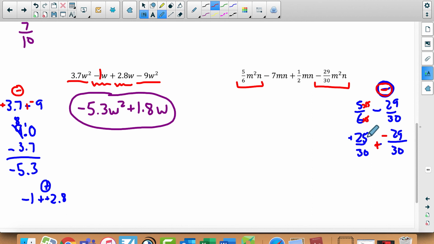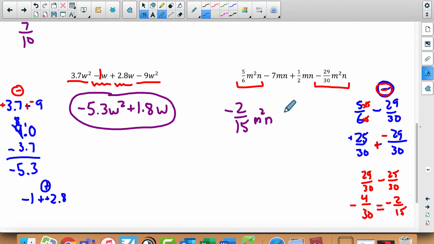Okay, should you add or subtract? Well, they're different signs, so you should subtract. Take the big one, which is 29/30ths, and subtract the small one, which is 25/30ths. If you do that, you'll get 30 on the bottom, 29 minus 25 is 4 on the top, and we said it was negative. Hey, wait a minute. 4 over 30, we can put that in lowest terms. Divide them both by 2, you get 2 over 15, and it's still negative. Don't forget that. So all that work that we just did to figure out that the m squared n's, when they combine, become negative 2/15 m squared n.